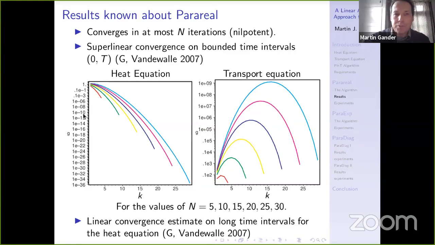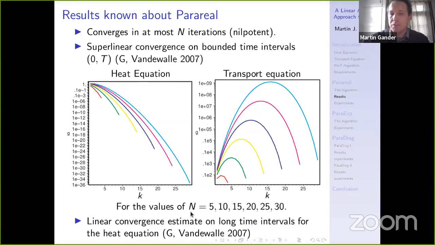If you have a hard time reading the scale, it goes to 10 to the minus 36. And you see it's superlinear, the contraction. For the transport equation, the bound is also superlinear, but it has the typical shape that you have for highly non-normal matrices in an iteration. You first go up, go up, go up, go up, and then you come down and down and down. And you come down only once you get to the nilpotent n.